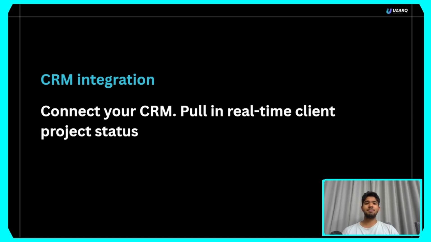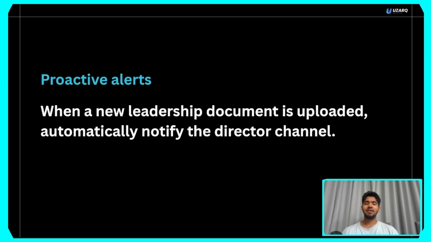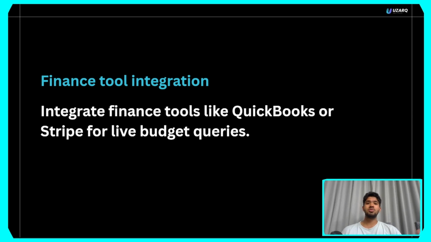And the next implementation that you can do is connect it to your CRM. You can connect it to software like ClickUp, Asana, or whatever you're using. And using this, you can pull in real-time project status from your software. The other implementations are that you can set up alerts. So whenever something is added to a database, you can send a notification to a certain channel. You can also integrate your finance tool like QuickBooks or Stripe for budget queries.